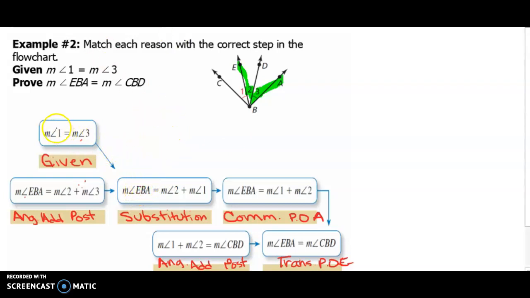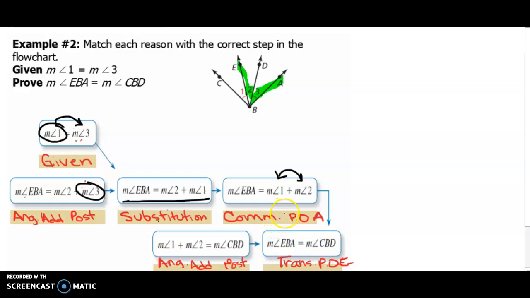Now, anytime something given says that two things are equal to each other, that should be a red flag that we are going to use substitution somewhere. Okay, so we have EBA equals 2 plus 3, and we're changing it to EBA equals 2 plus 1, putting this and this together. So we're going to substitute measure of angle 1 in for this angle 3 to get this. So that is substitution. Okay, so from here over, we go from EBA equals 2 plus 1 to EBA equals 1 plus 2.